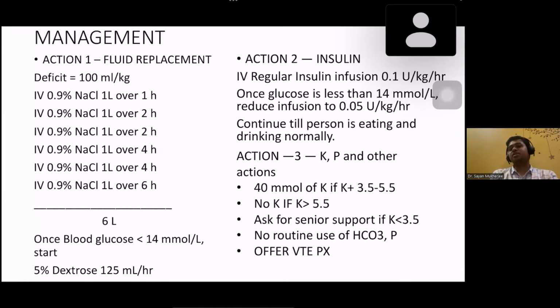So to recap, just three things you need to note: fluid replacement, 0.9% sodium chloride. Then once the glucose is less than 14, you start with 5% dextrose. Then you give insulin at 0.1. Once it's less than 14, switch it to 0.05 and take a look at potassium. If it needs replacement, replace it. Else, don't do anything. This is the general management of DKA.